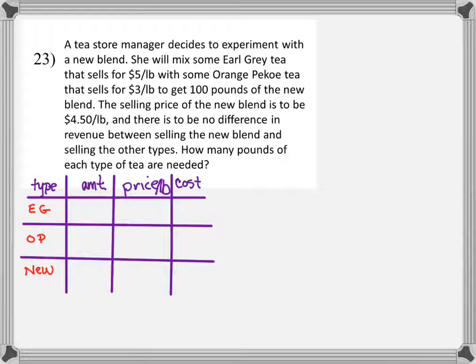Okay, let's look to see what we can fill into the table. So we know that the Earl Grey tea has a price per pound of $5 per pound. And the orange pekoe tea sells for $3 a pound. And the store manager needs to get 100 pounds of the new blend. So 100 pounds will go under the total amount for the new blend. So the new blend is to have a price of $4.50 per pound.